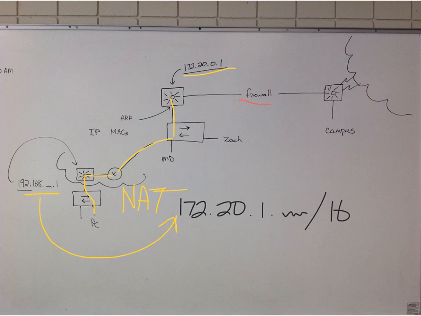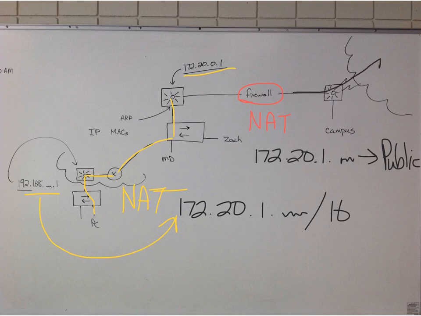Here in the firewall, we do NAT again. Whoops. We do NAT again, and it gets changed from a 172.21 whatever it was to a public address. Let me rewrite that. It's changed to a public address. And it goes out to the internet.